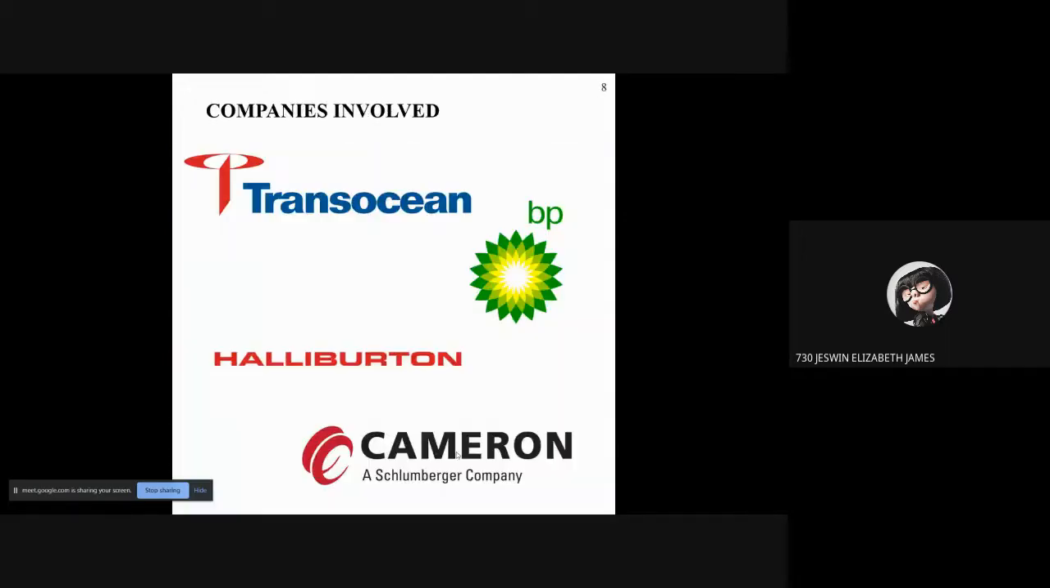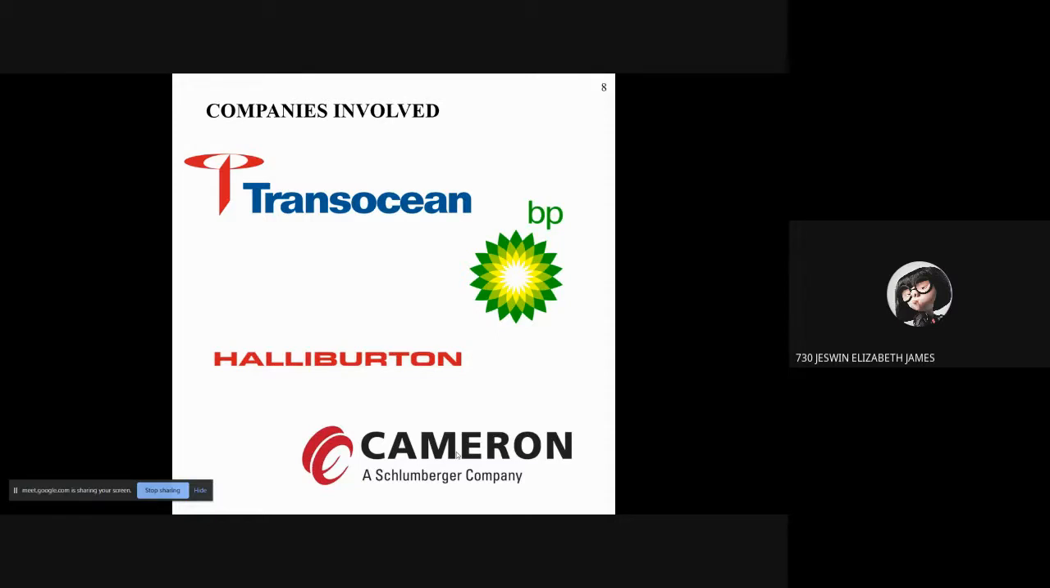Now, in the year 2009, the rig drilled the deepest oil well in history at a vertical depth of 35,000 feet. That is around 10,700 meters. So these are actually the accomplishments of the Deepwater Horizon. That is before the oil spill had happened. So they made history by drilling the deepest oil well.